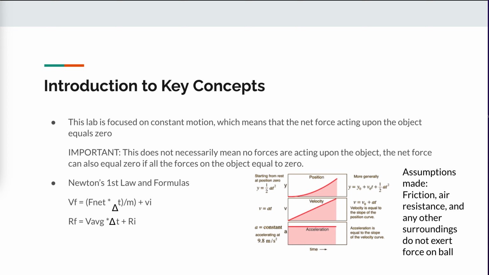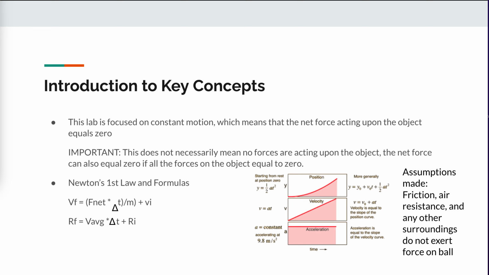So firstly, we need to introduce the key concepts. This lab is focused on constant motion, which means that the net force acting upon the object equals zero. It is very important to make the distinction that this does not necessarily mean no forces are acting upon the object. The net force can also equal zero if all the forces on the object add up to zero. This lab is going to prove Newton's second law, but it includes and incorporates concepts from Newton's first law.